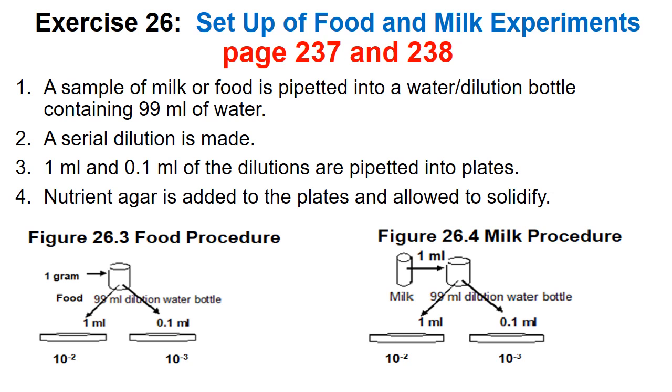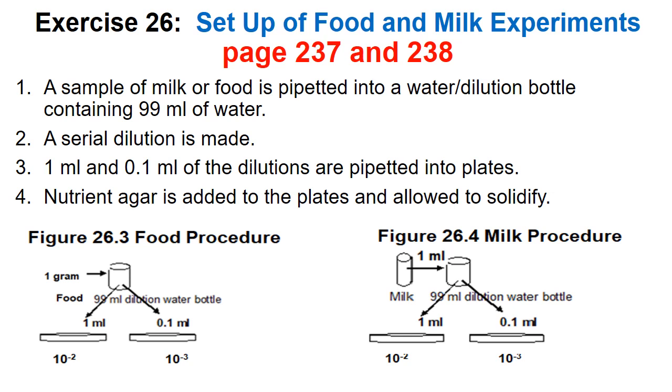We then take out 1 ml with our pipette into the first plate, and so 1 ml times 10 to the negative 2 is still 10 to the negative 2. For the second plate, we withdraw 0.1 ml with our pipette, which gives us our dilution of 10 to the negative 3. We repeat the exact same procedure using the milk samples.